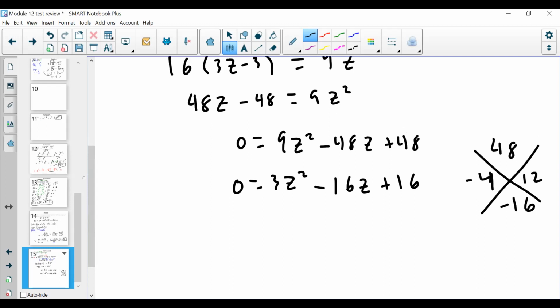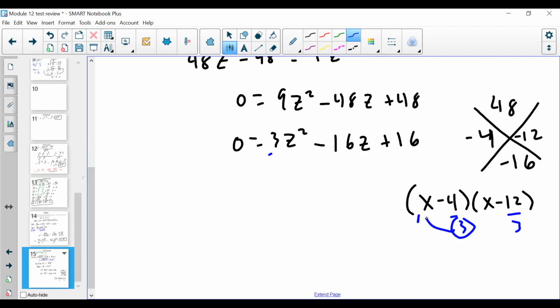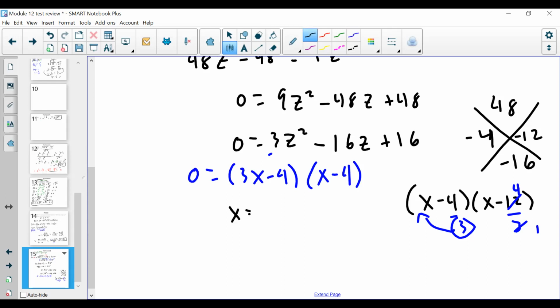Well, negative 4 and negative 12, right? So from here, I have x minus 4, x minus 12. I divide them both by my a value of 3 to see what the factors are going to be. This doesn't reduce, it goes up. So that's one of my factors: 0 equals 3x minus 4. This reduces to 1 and 4. The other factor is x minus 4. So what I get is that x equals 4 over 3, or it equals 4.